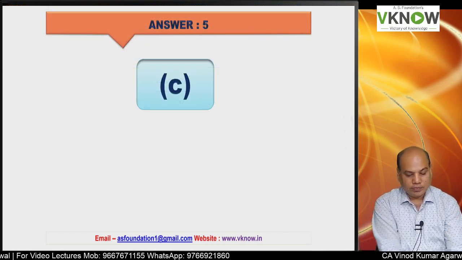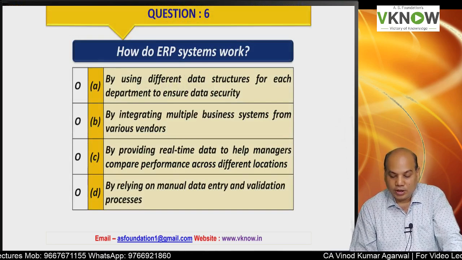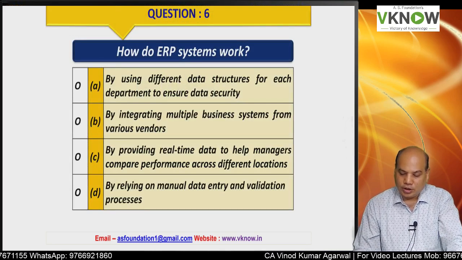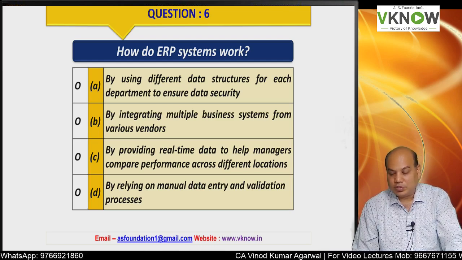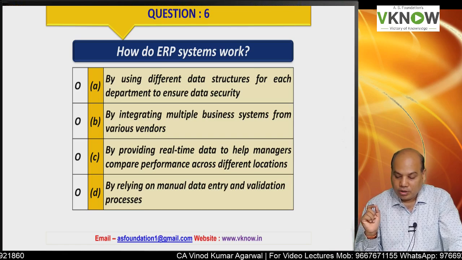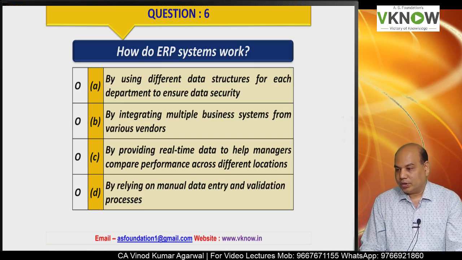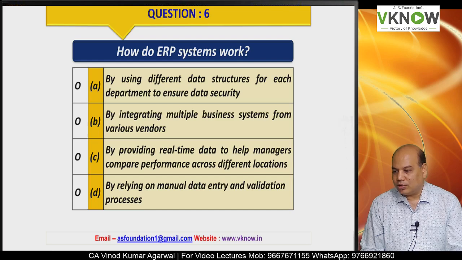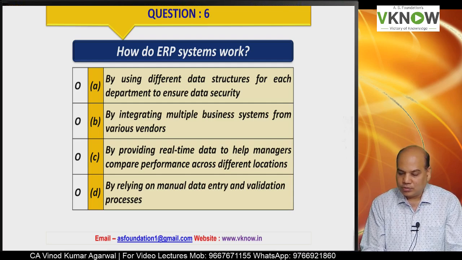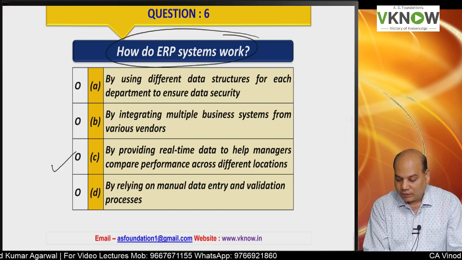Now one more question I will take, question number 6. How do ERP system work? A, by using different data structure for each department to ensure data security. B, integrating multiple business systems from various vendors. And C, by providing real-time data to help managers compare performance across different locations. And D, by relying on manual data entry and validation process. What is the correct option? How do ERP works? The most relevant answer is C.